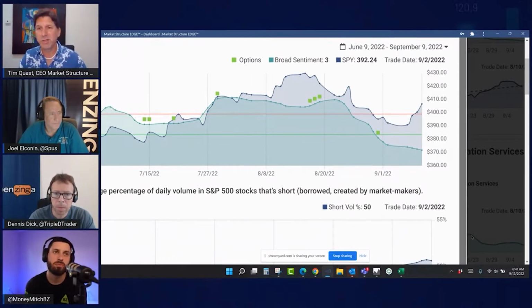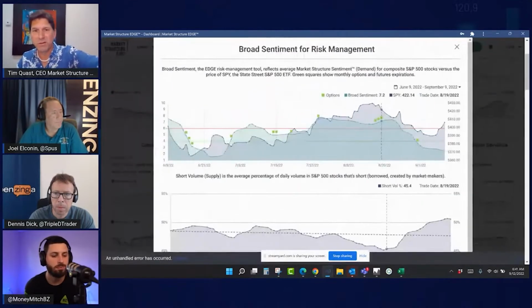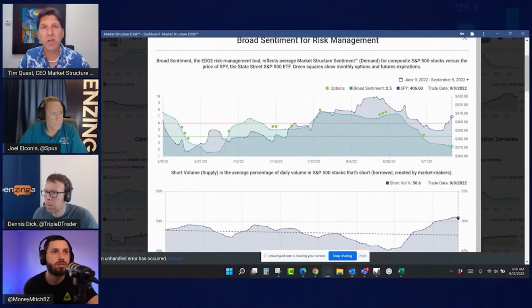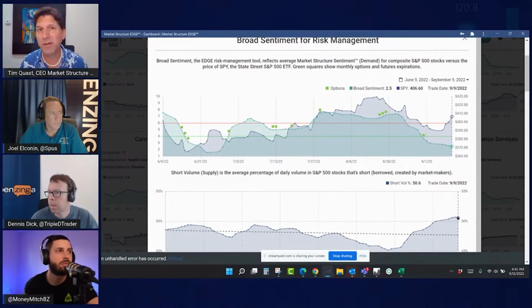The supply side again is short volume. I'm going to zoom out a little bit here. So here's the supply side. We have hit record levels of supply. Never before has the whole market been over 50% short. Now, the good news is it ticked down a little bit on Friday.